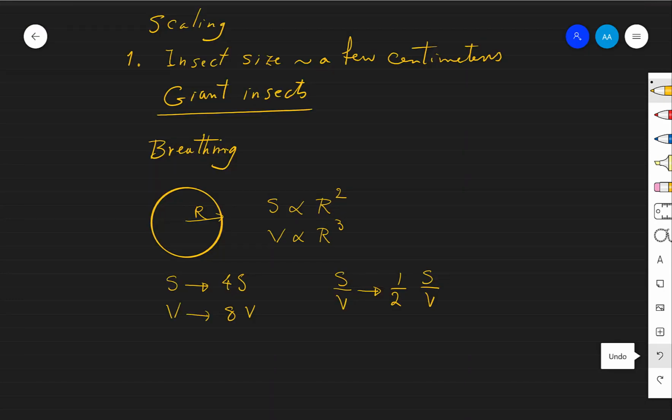But on the other hand, as the volume scales by a factor of 8, the number of their cells increases by the same factor, 8. Then its body needs more oxygen, 8 times more oxygen. So when the insect size doubles, it gains at most half of the required oxygen. This may be the reason why we do not see such giant insects now.